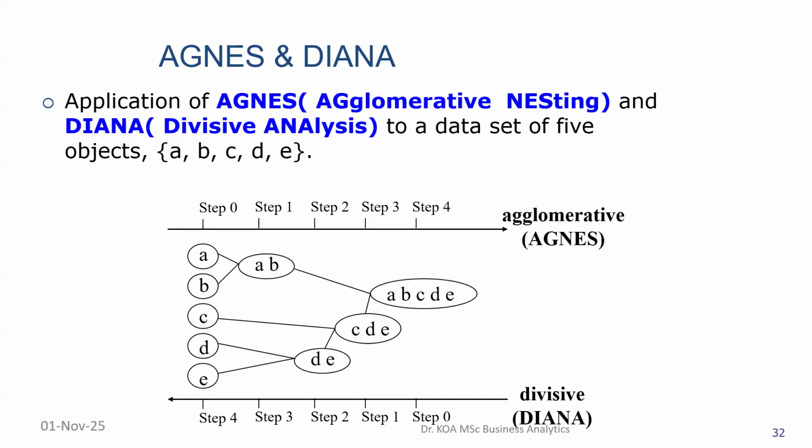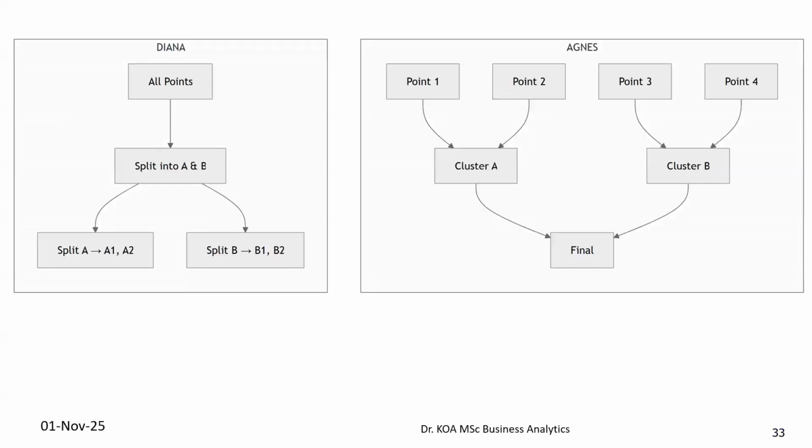And there's another way. In divisive analysis, you have all the points, then you split the points into A and B, and then from A you split into A1, A2, and so on. The Agnes is the other way. You have the individual points 1, 2, 3, 4. You cluster points 1 and 2 into A, you cluster points 3 and 4 into B, and then finally cluster A and B into the final cluster. So they're more or less the opposite way of looking at it. So that is Agnes and Dinah.